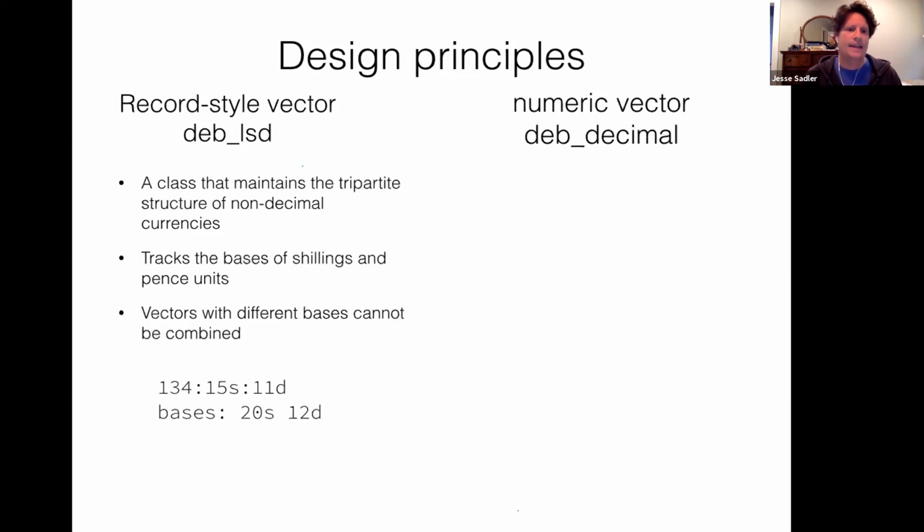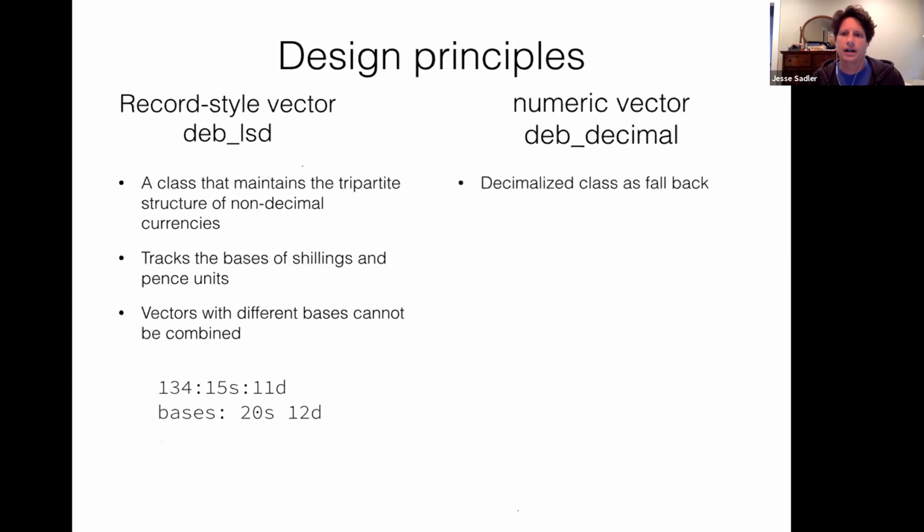And then I want vectors with different bases to not be able to be combined, because you can't add up in a clear way, say, British pounds and American dollars. They don't just add together, so you don't want to be able to do that. So we want something that basically looks like this down here.